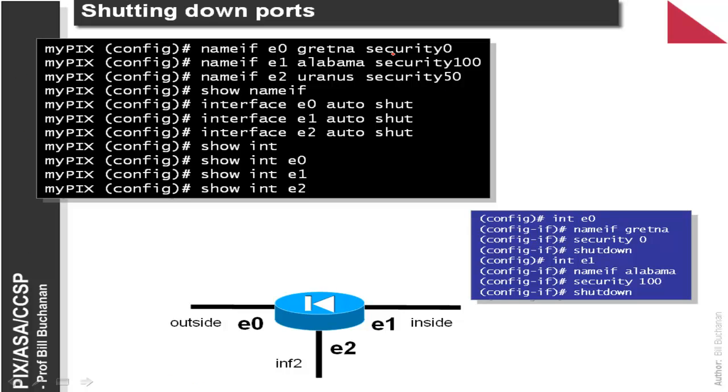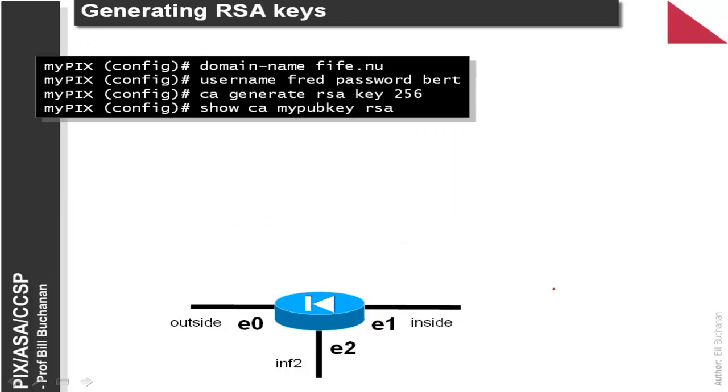For shutting down the ports with PIX 6, we see the auto and then shut after it, where we can use the shut command to actually shut down the ports in PIX 7 ASA.